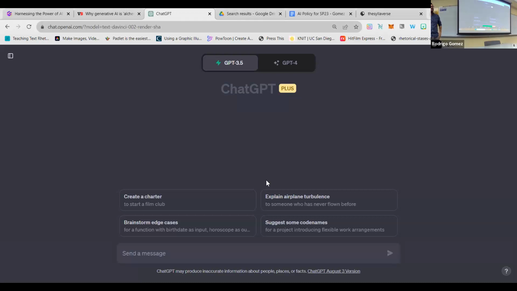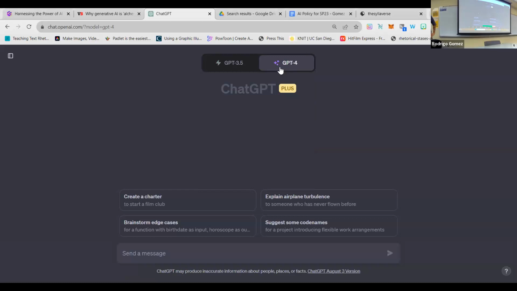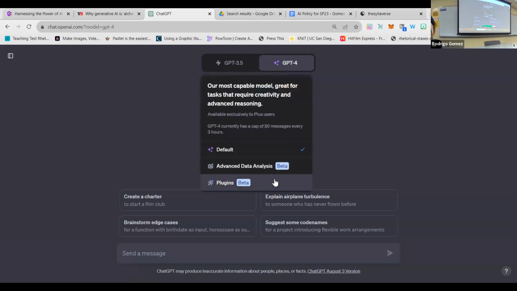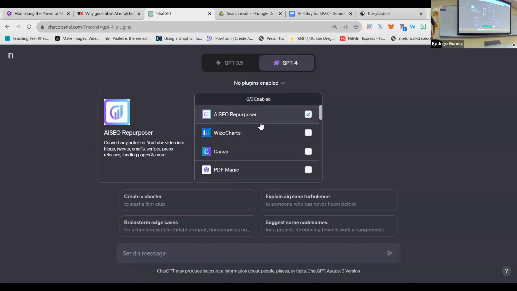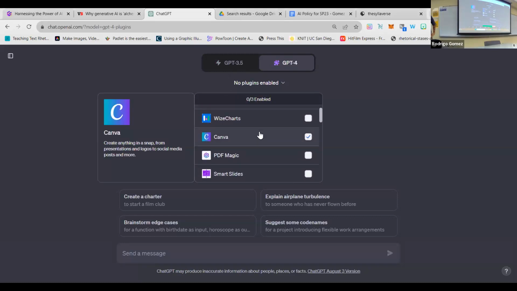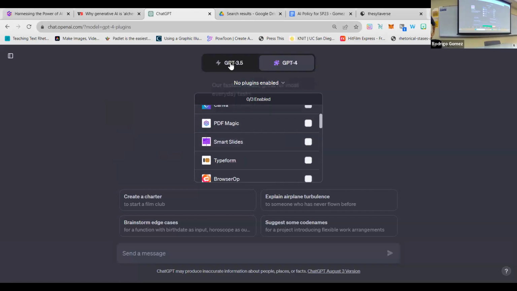Is it free? I'm paying for this one. Okay, so I could show you the plugins if you wanted to, right? You go to plugins and you can see now that it can connect to things like Canva to make you graphics right from ChatGPT itself. So you issue a command, give me a graphic for the following, and it does it for you. You can make PDFs, you can make presentations.